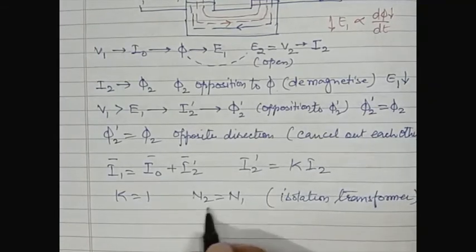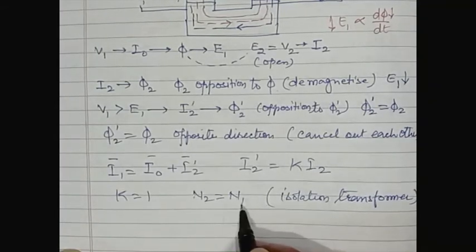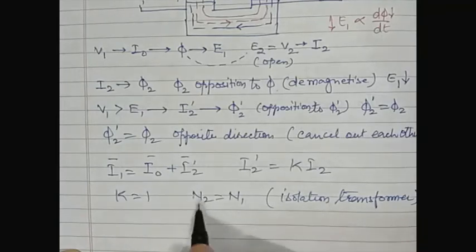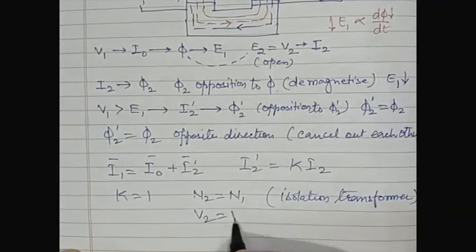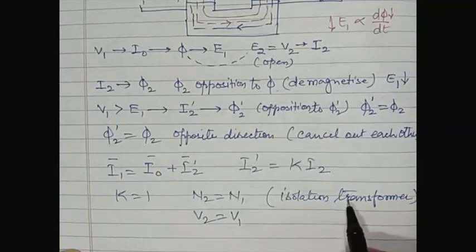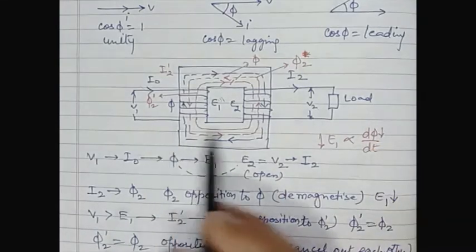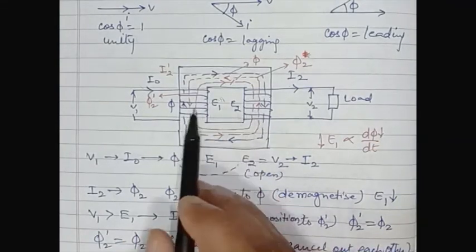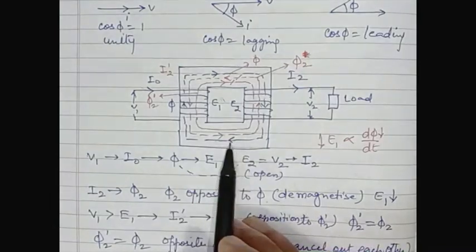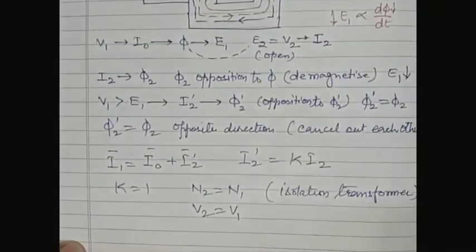When K is equal to 1, N2 is equal to N1, so V2 is equal to V1. At that time, it is known as an isolation transformer. Isolation means it is separating the primary circuit and secondary circuit. This circuit is not electrically coupled; it is magnetically coupled. So this is the isolation transformer.